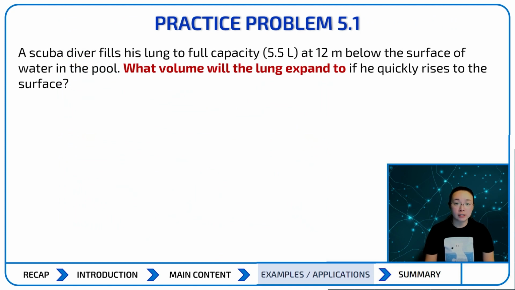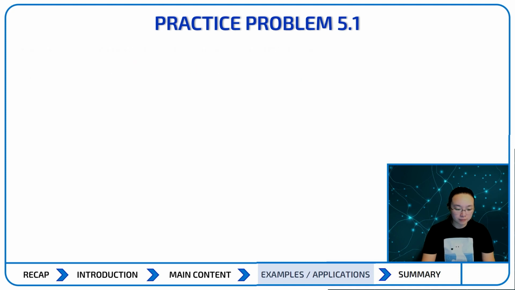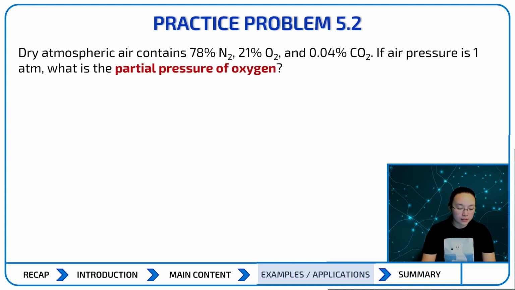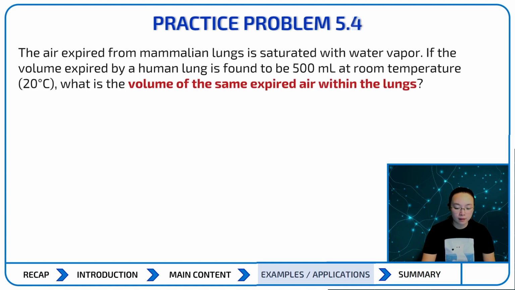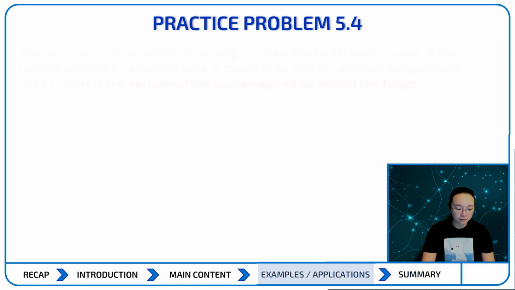After that, there's a bunch of practice problems that you can go through. This first one has to do with calculating what volume the lung expands to due to a pressure difference. The second problem has to do with partial pressure. Same with the third one. So we're trying to find the percentage of carbon dioxide and air inside the lungs. Practice problem number 4 has to do with calculating the volume of expired air within the lungs. So that most likely could be partial pressure and gas diffusion.